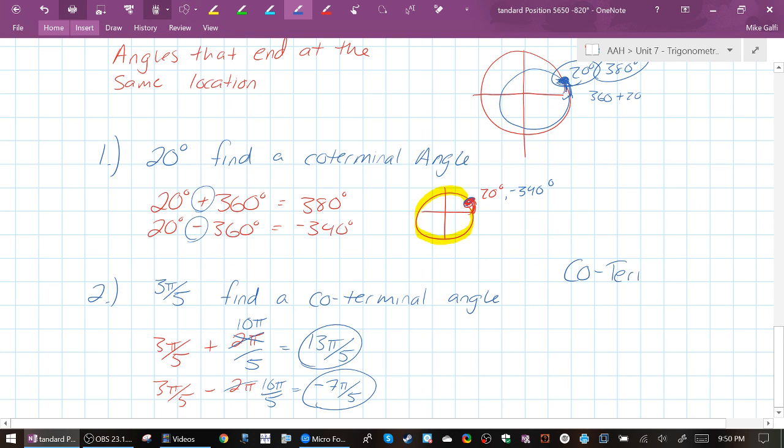Coterminal, when this happens and it's in degrees, you add or subtract 360 degrees. If it's in radians, you add or subtract 2 pi. And don't forget to get a common denominator when this happens. And there you go.